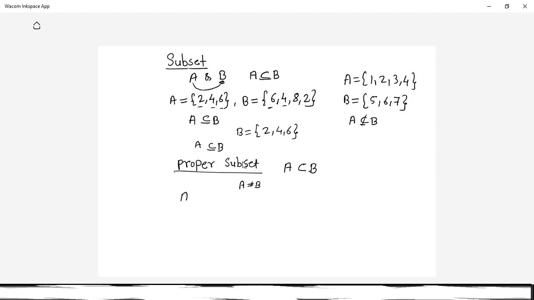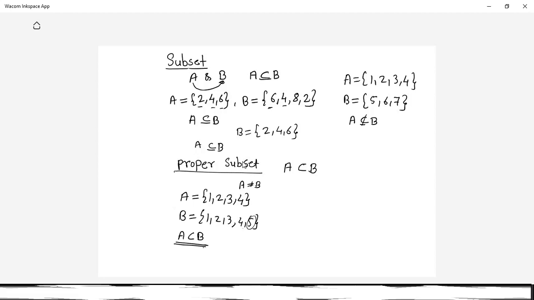For example, if you have set A as {1, 2, 3, 4} and set B as {1, 2, 3, 4, 5}, here you can say A is a proper subset of B, because every element of set A is an element of set B, and set B has one more extra element, that is 5. Hence you can say A is not equal to B, but A is a subset of B. It is a proper subset.